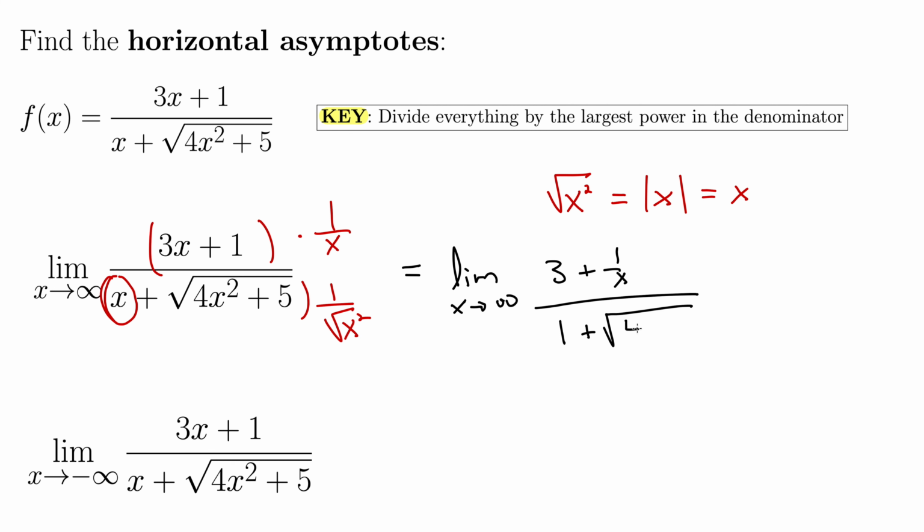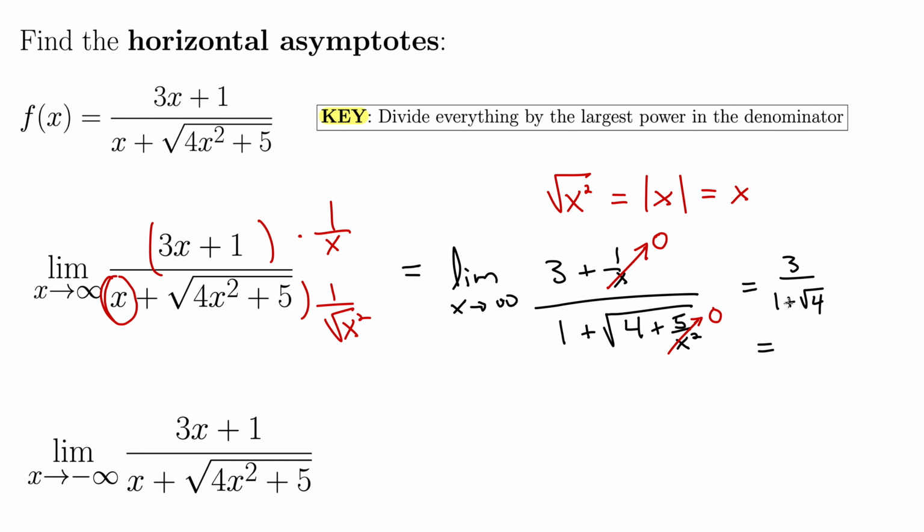So we have 4 plus 5 over x squared. And now we evaluate our limit, which means anything with a constant up top and x below goes to 0. So 1 over x goes to 0, 5 over x squared goes to 0. That takes care of our limit and leaves us with 3 over 1 plus square root of 4.